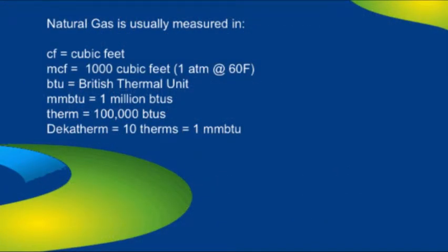This can sometimes be intimidating, so I want to go over the basic terms that are used in the industry. Okay, natural gas is usually measured in cubic feet, or MCF, which is 1,000 cubic feet. Now, that changes a little bit, but that's usually measured at 1 atmosphere and at 60 degrees Fahrenheit. However, it can also be measured in BTUs, which are British thermal units, MMBTUs, which are 1 million BTUs, or therms or decatherms, where a therm is 100,000 BTUs and a decatherm is 10 therms.